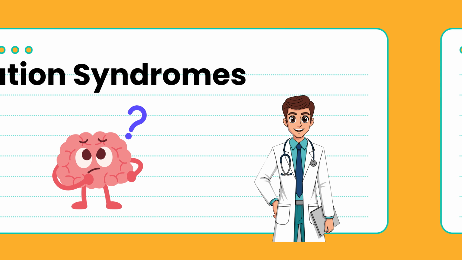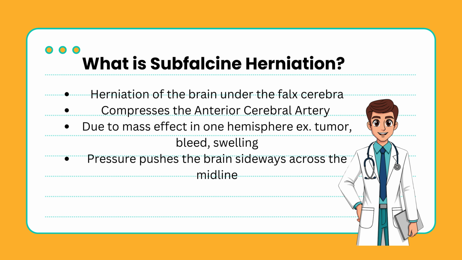Herniation syndromes. What is subfalcine herniation? It is herniation of the brain under the falx cerebri. It compresses the anterior cerebral artery. It is due to mass effect in one hemisphere. This pressure pushes the brain sideways across the midline.